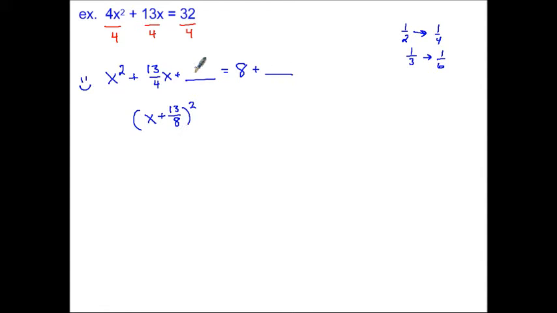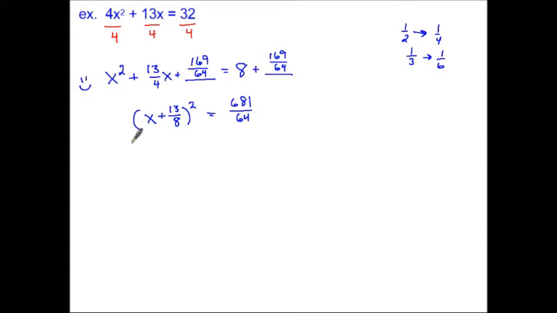13/8, when I square that, is 169 over 64. Of course, I now have to add that to both sides: 169 over 64. Now I know you can all do this in your heads, but if we add this together, get a common denominator, all that fun stuff, we get 681 over 64. There's some good news and some bad news to that, but we'll get there in a second.